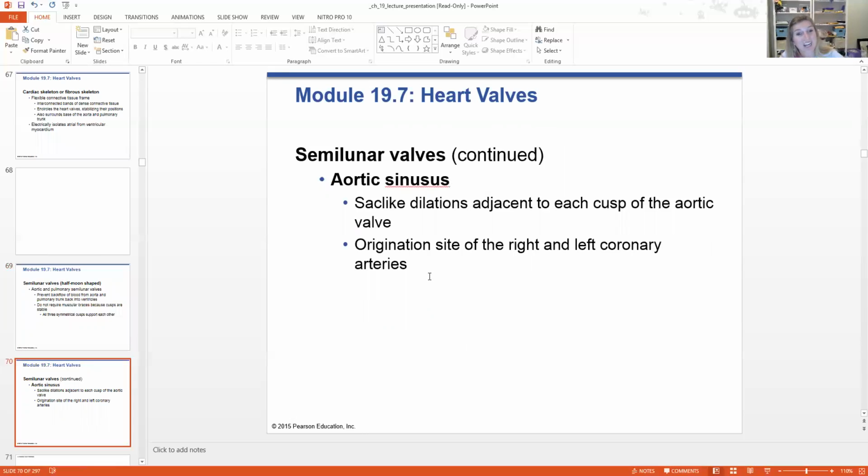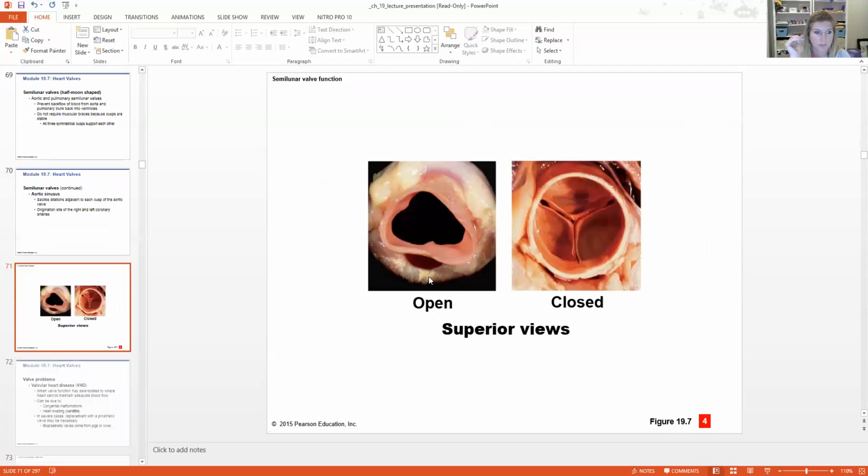The aortic sinuses, as I mentioned, I drew those out on my little whiteboard in the last lecture. Those are little tiny slits on the side of the aortic valve, and that's where the right and left coronary arteries originate. And here you can see open and closed versions of these valves.